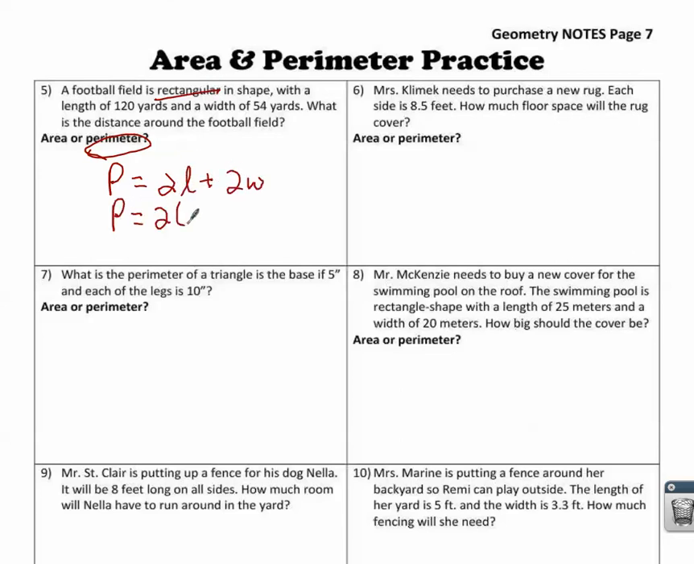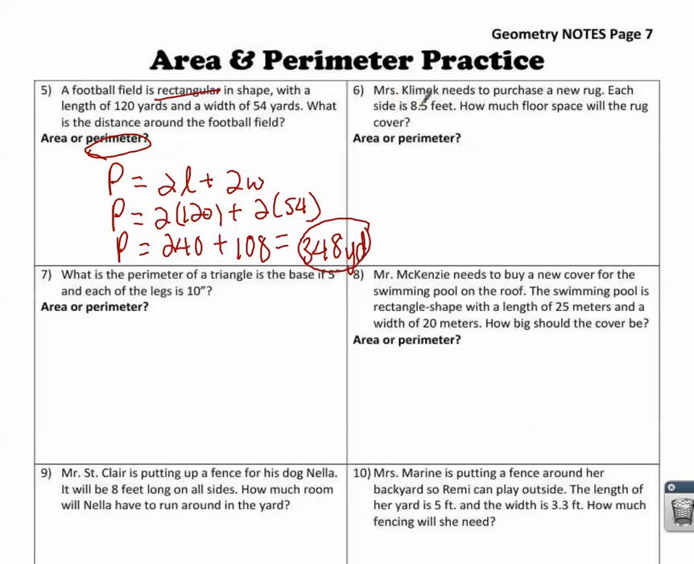Now plug in your work. The length is 120 plus the width, which is 54. GEMDAS states that we multiply before we add. So 240 plus 108, which equals 348 yards.